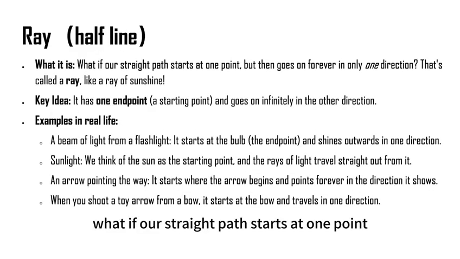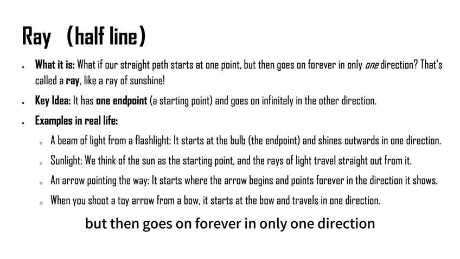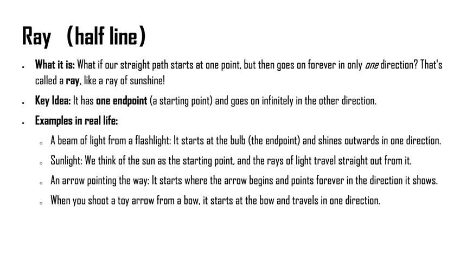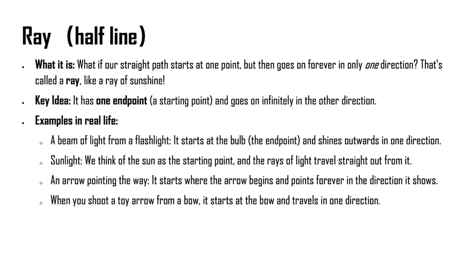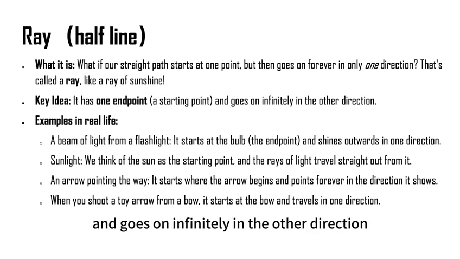What if our straight path starts at one point, but then goes on forever in only one direction? That's called a ray, like a ray of sunshine. Key idea: it has one endpoint, a starting point, and goes on infinitely in the other direction.